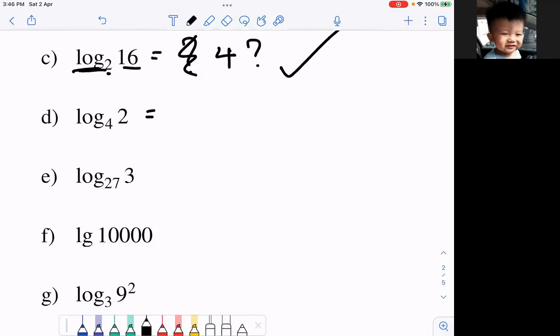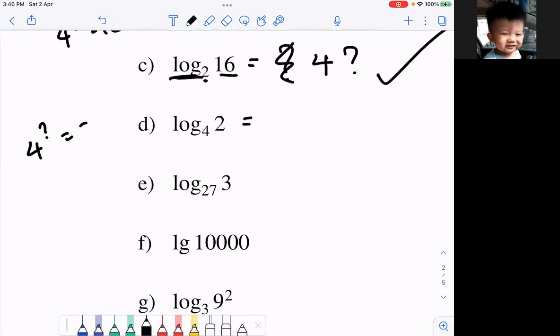This is a bit harder already. Basically your question is 4 to the power of what equals 2? That's the question, right? Same thing. Small to the opposite must be big, right? So the question you must ask yourself is 4 to the what equals 2?